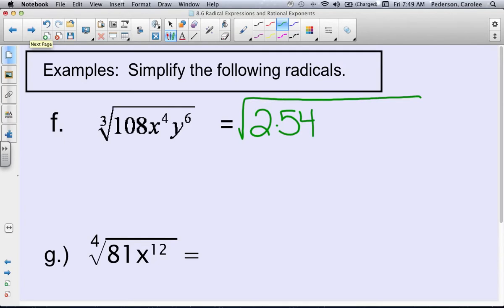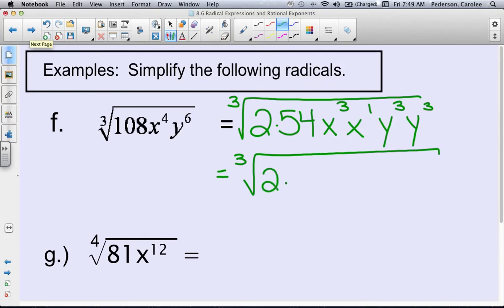And then I'm going to break down that x to the 4th as x cubed and x. And I'm going to break down the y to the 6th as y cubed and y cubed. Now we can reduce again that 54. 54 can be broken down again into 2 and 27. So 2, and then I have that 2 and 27 combines together to give us 54. X cubed, x, y cubed, y cubed.